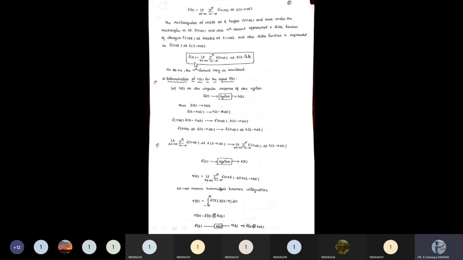Now this is the representation of any signal in terms of an impulse train: limit del t tends to 0, summation n equals minus infinity to infinity of f of n del t into del t delta of t minus n del t. If del t tends to 0, only the nth element we can consider. This is a representation only.